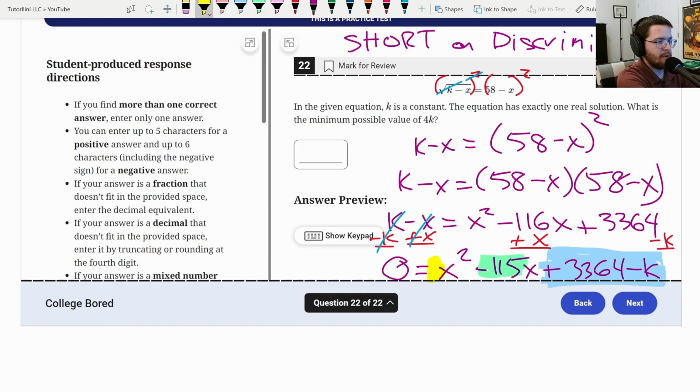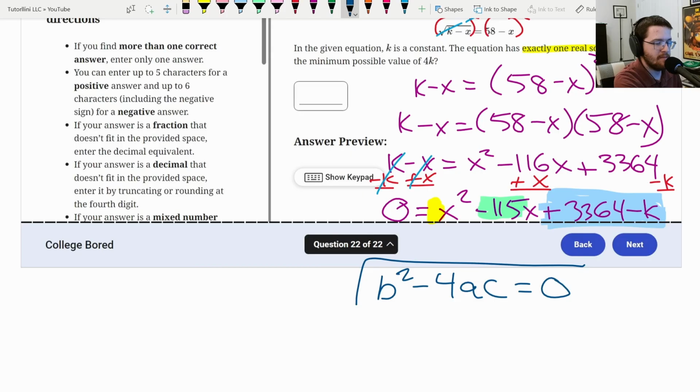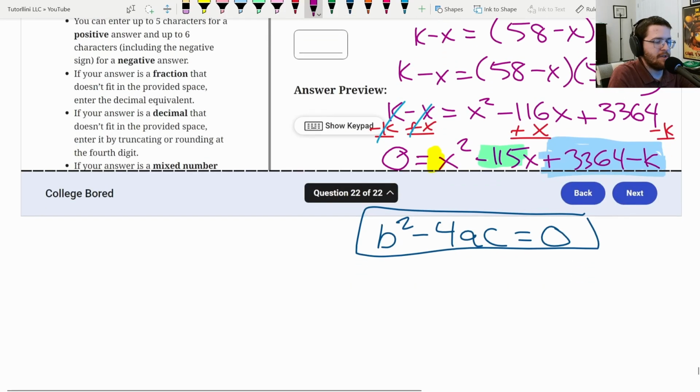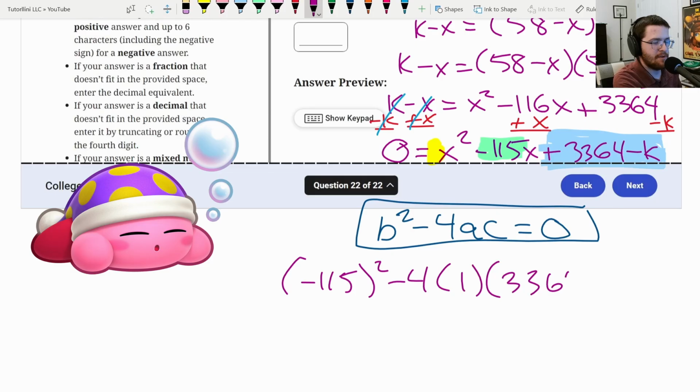All right, we know from the question that it has exactly one real solution. When a quadratic has one real solution, we know from the discriminant that b squared minus 4ac must be equal to 0. So we're going to put in negative 115 squared minus 4, where a is 1 and c is 3364 minus k. Negative 115 in parentheses squared is 13225. Negative 4 times 1 is minus 4.